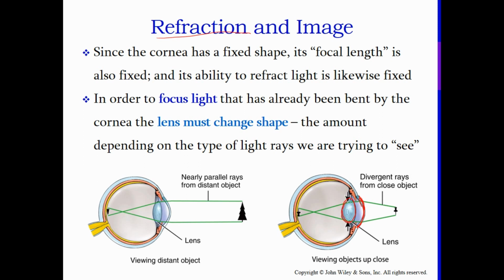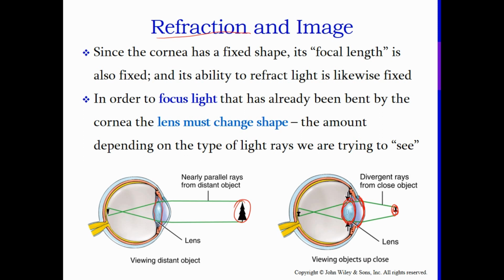In order to focus light that has already been bent by the cornea, the lens must change shape. The amount of bending of light is determined by the thickness of the lens. So when you go to look at something far away, the ciliary muscles will pull on the lens and make it thinner, and that allows us to see objects at a distance. When you go to look at something close, the ciliary bodies relax, causing the lens to get thicker, and you're able to focus on close objects.